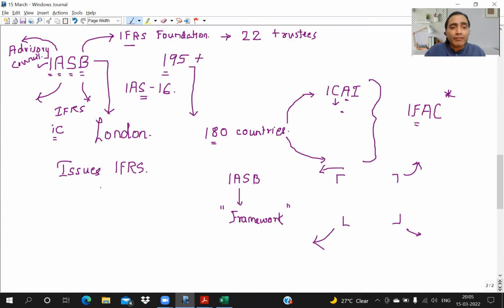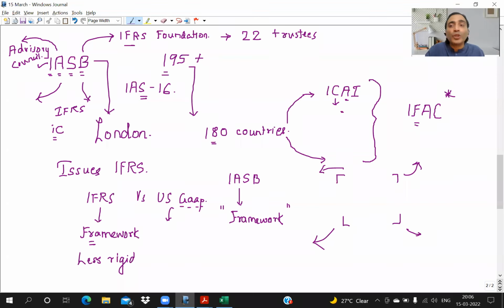One of the biggest differences between IFRS and the US accounting standard, called American GAAP. What is GAAP? Generally accepted accounting principles, nothing but accounting standards. Just like we have IFRS for the rest of the world, the US has its own way of doing things. US companies do not follow IFRS, they have their own GAAP. The biggest difference is that IFRS gives us a framework within which you can create rules for yourself. So IFRS is less rigid. It's flexible. You have different choices, different ways of accounting for transactions.